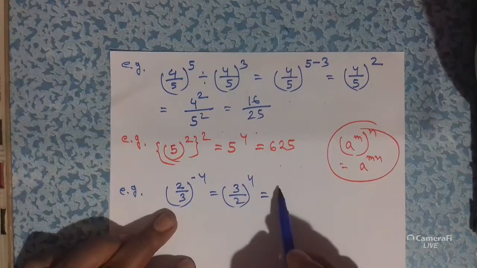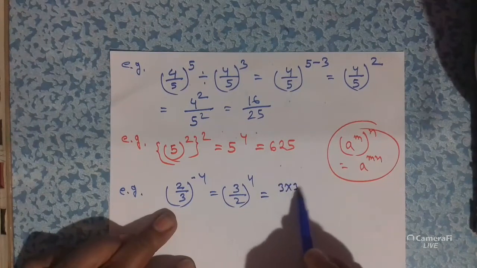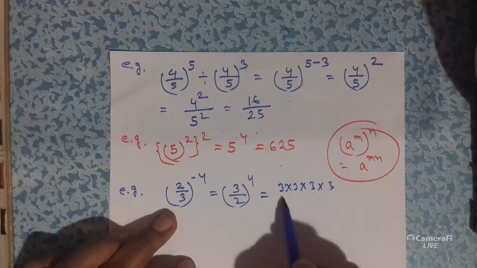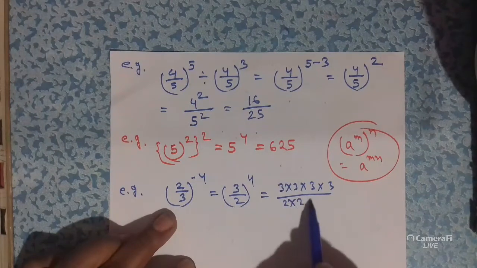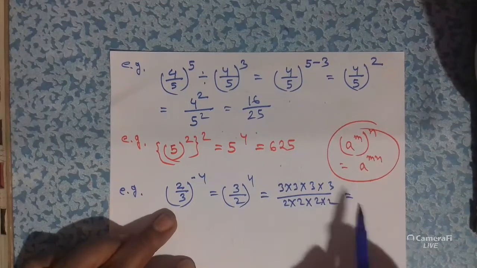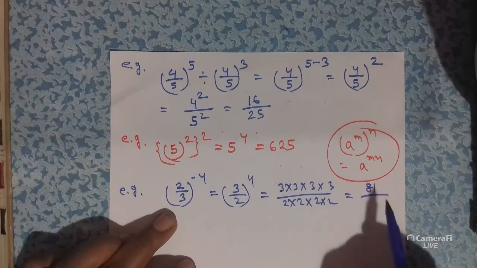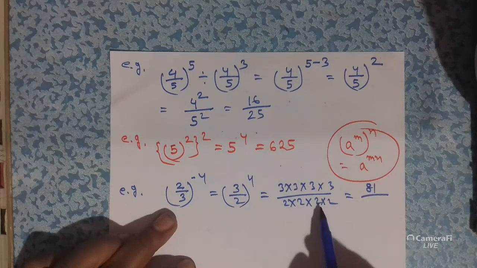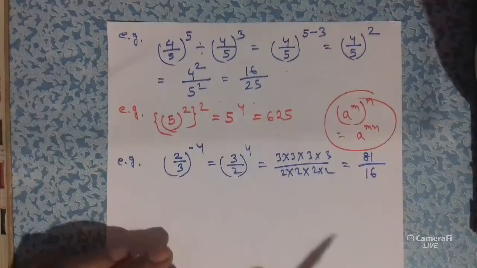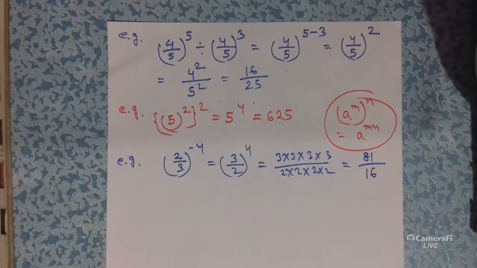So 3 to the power 4 means four 3's are there, and 2 to the power 4 means four 2's are there. So 3 times 3 times 3 times 3 is 81, and 2 times 2 times 2 times 2 is 16. So 81/16 is the correct answer.